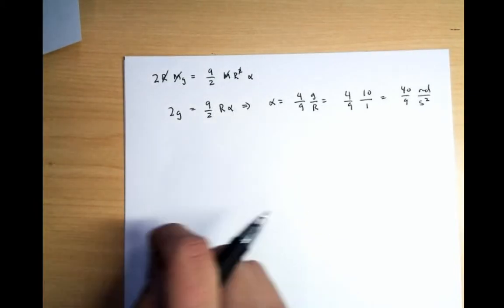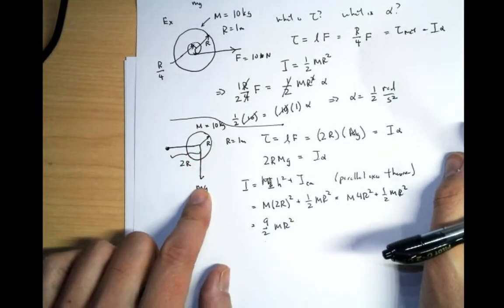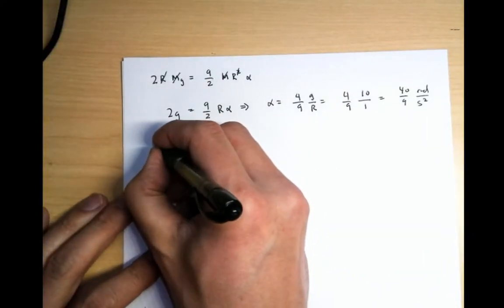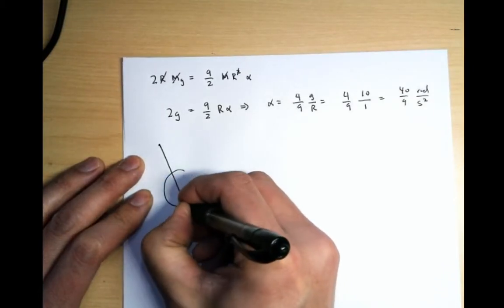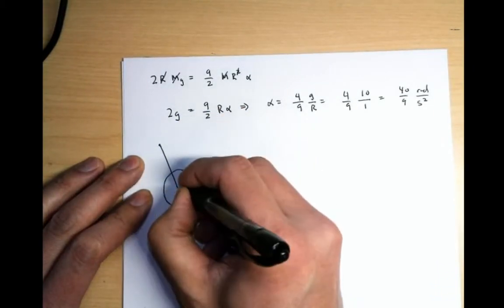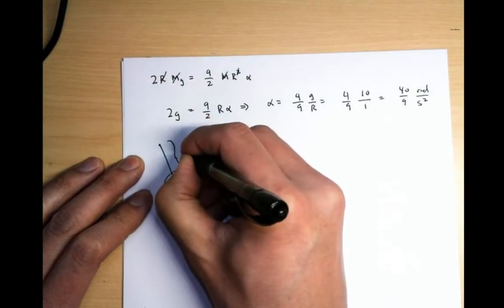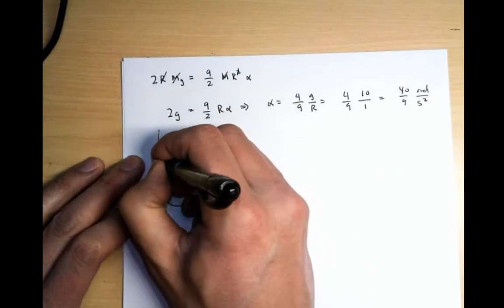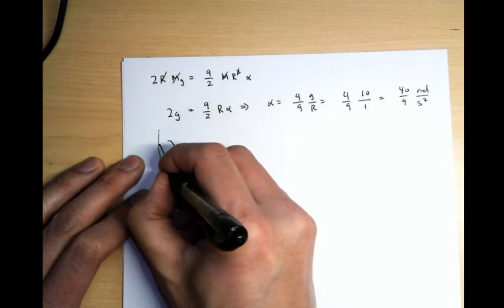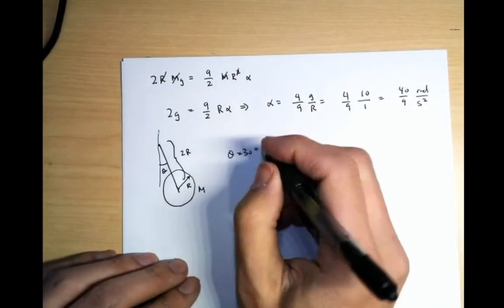Okay, so this was basically horizontal with the ground. Now let's move it at not so horizontal a distance. Same situation as before. Okay, this is R. That's 2R. This is M. And now we're going to put an angle theta. Theta equals 30 degrees, right? Now let's compute everything out again.